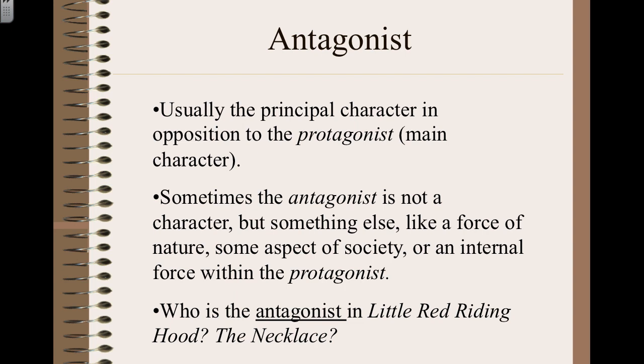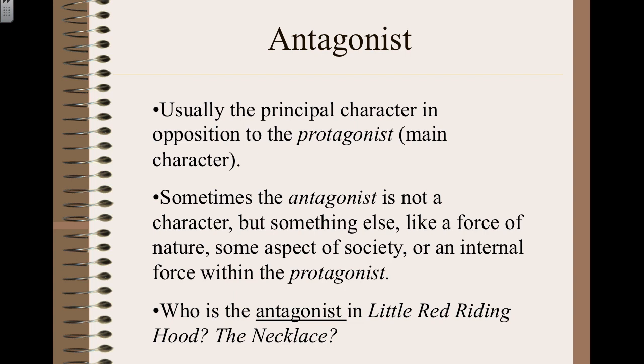So what I mean by this is if I am in the middle of a thunderstorm and I am trying to get back to my house, but I'm having difficulty because of all the water, the antagonist working against me is the actual thunderstorm. So it doesn't always have to be a character. Now, if we're thinking about the antagonist in Little Red Riding Hood, obviously the thing that is working against Little Red the most and who is putting her in danger as well as her grandmother is the wolf.